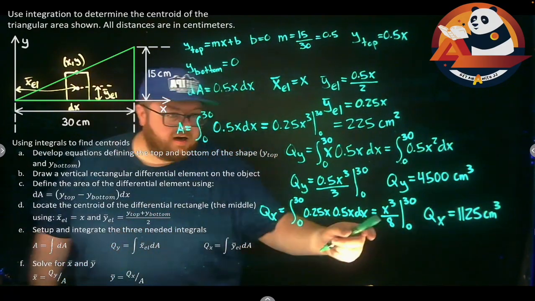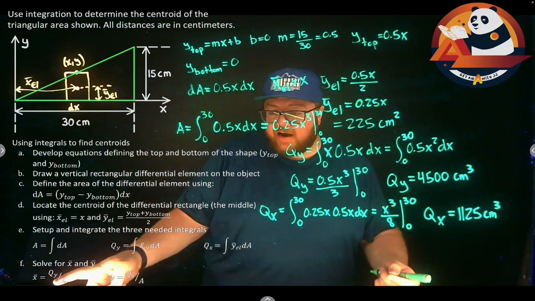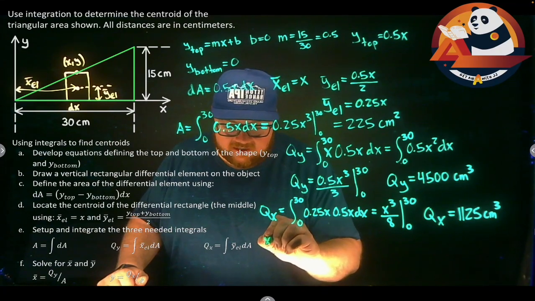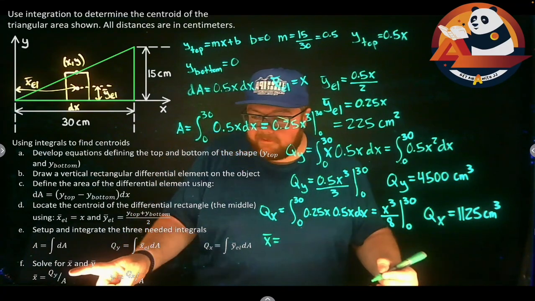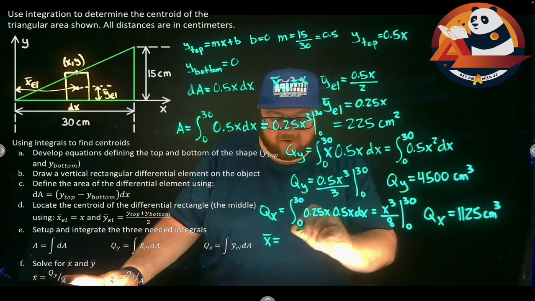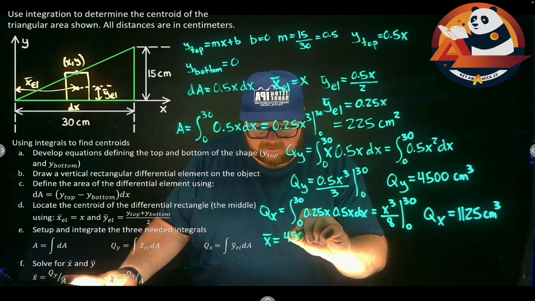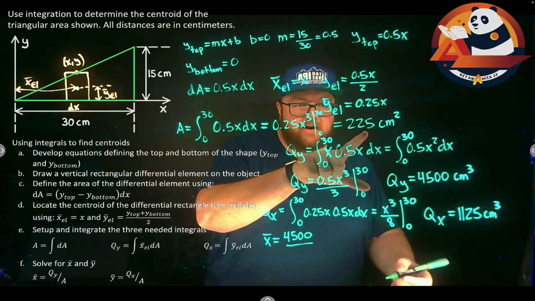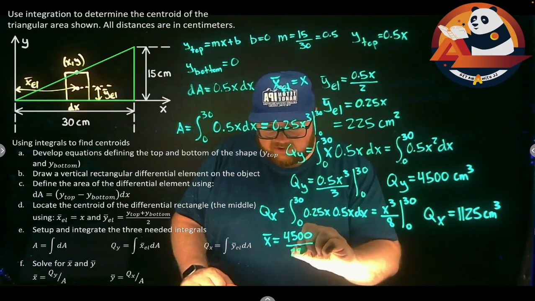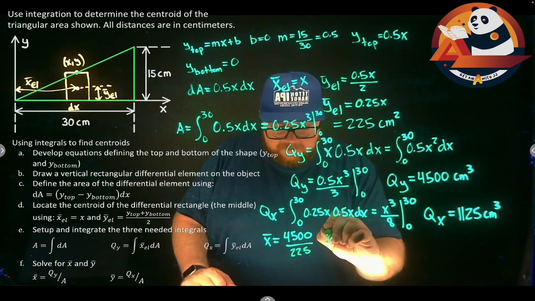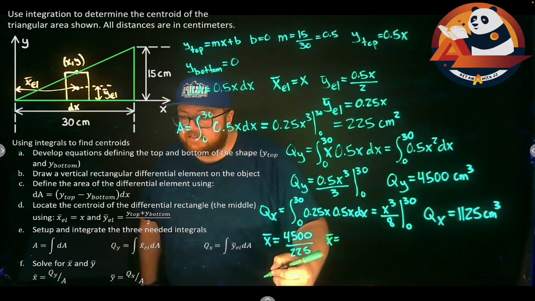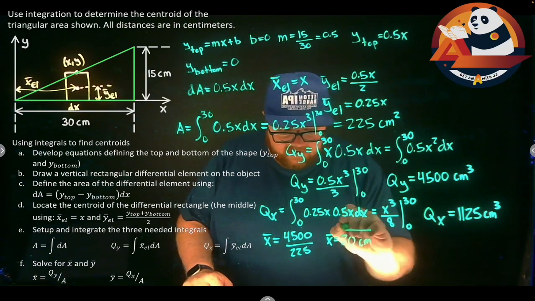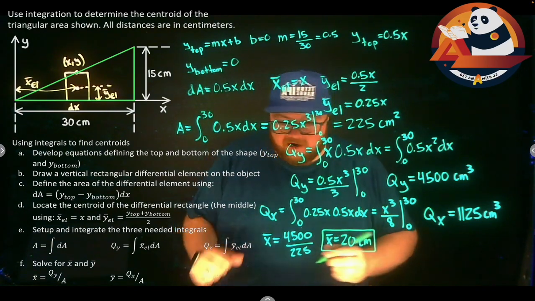And that gets me everything I need. I have Qx, Qy, and my area. I can find my two centroids, and then we'll talk through whether this makes sense. x bar is Qy over A, 4,500 divided by the area. Our total area was 225, so 4,500 over 225, and our x bar is going to get us to 20 centimeters. Which should be our first answer.